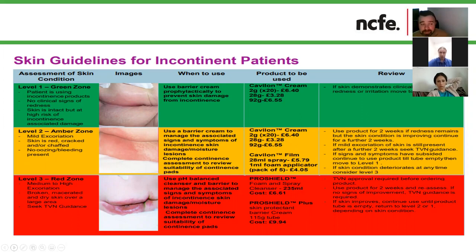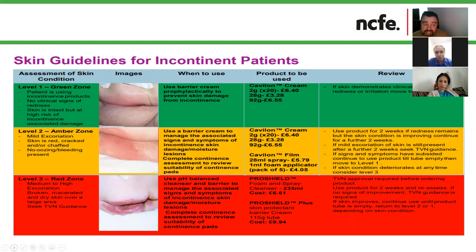Level 2 is your amber, and that's where the skin starts to become really red and sore and maybe patches of blistering happen. Again, use your barrier creams, report it, get your Cavalon creams on there, and use the products for 2 weeks, lots of rest, and seek guidance from the tissue viability nurse. So if you are in an amber with your customers, that's when you get your TV nurse involved.